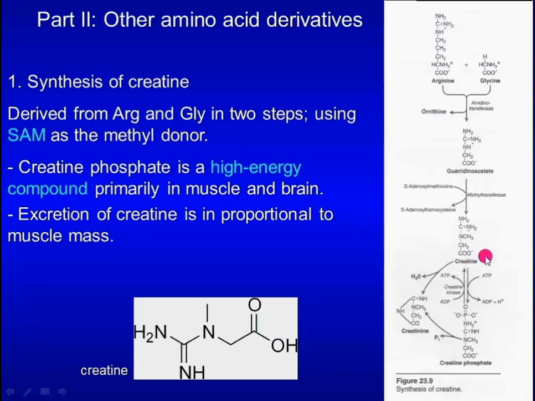Creatine can be phosphorylated by creatine kinase to form creatine phosphate. Creatine phosphate is a high-energy compound, primarily in muscle and brain. Excretion of creatine is proportional to muscle mass.